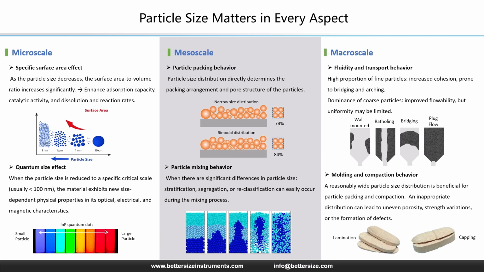Finally, at the macro scale, this is where size control determines process stability. Look at the flow behaviors on the right. If you have too much fine powder, cohesion takes over. You get bridging, arching, and rat-holing. Conversely, if the distribution is wrong during compaction, you get defects like lamination and capping.